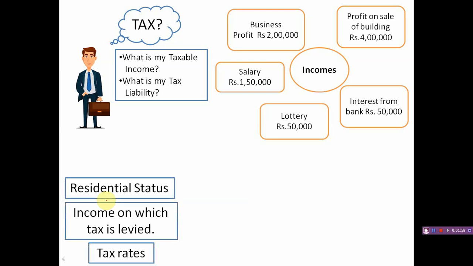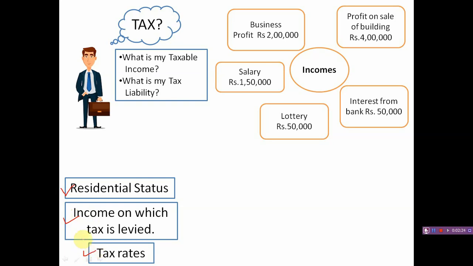Students, the tax liability of a person is determined by three terms. One is residential status of a person. Second, income on which tax is levied. As you know, all the income earned by a person is not taxable. And the third one is tax rate applicable to a person in the relevant assessment year.